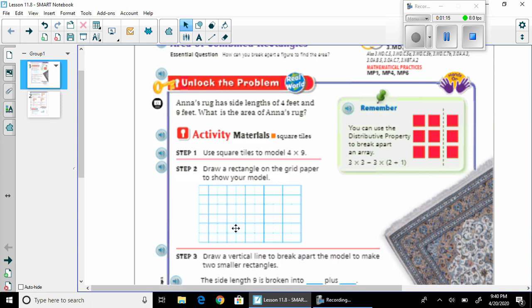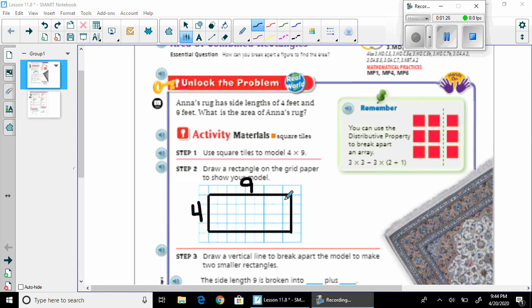Okay. So down below here on our grid paper, we are going to be drawing our rectangle to show 4 groups of 9. Okay, so I went ahead and drew our model, our array. So again, the length was 4 units, and then the width was 9, okay?